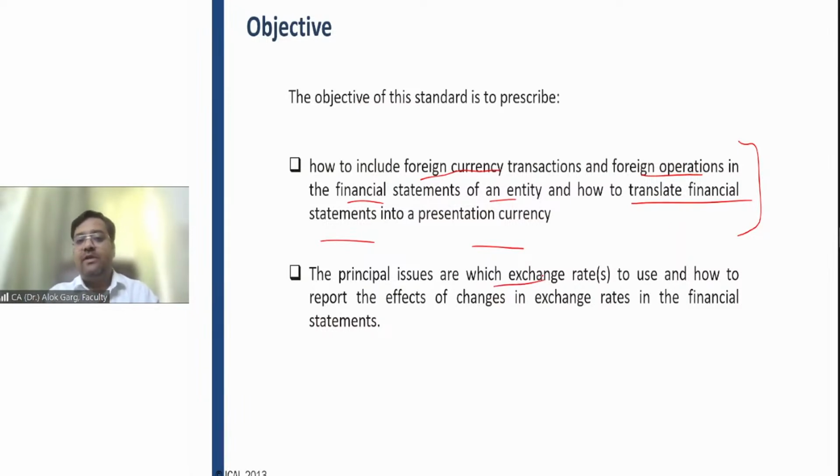The principal issues are which exchange rate to use and how to report the effect of changes of exchange rate in the financial statements. If the dollar is rapidly changing, the exchange rate of dollar versus rupee is rapidly changing, how to report this change in exchange rate? Is it into P&L, OCI, balance sheet, where? So this standard gives you the guidance about that.